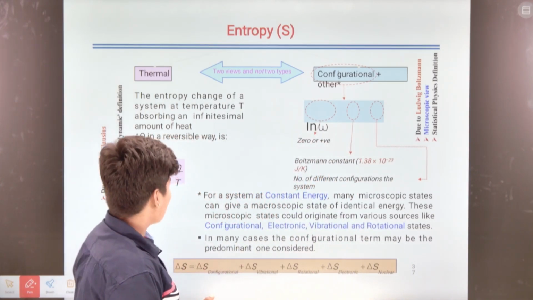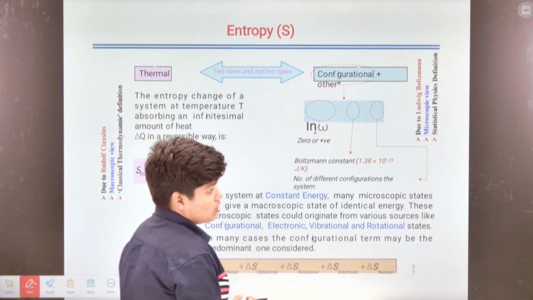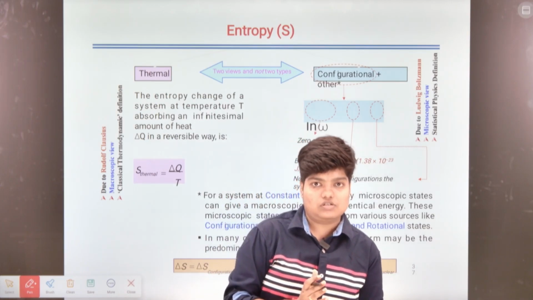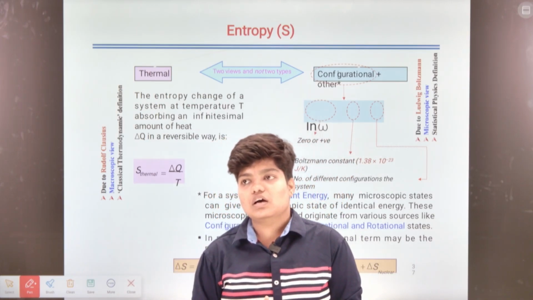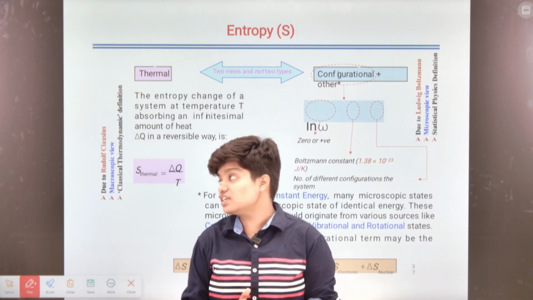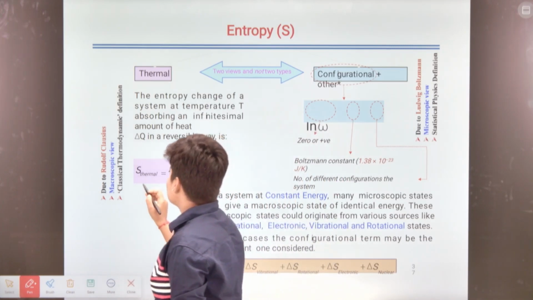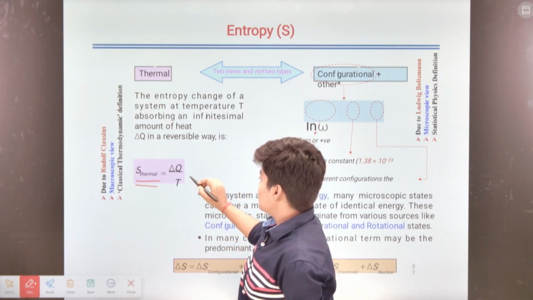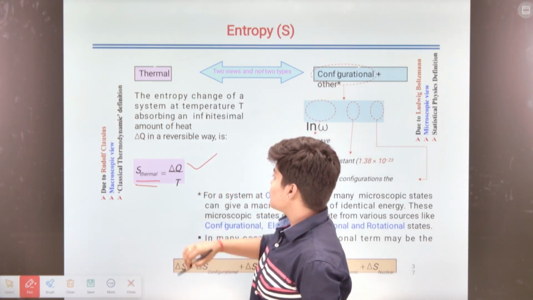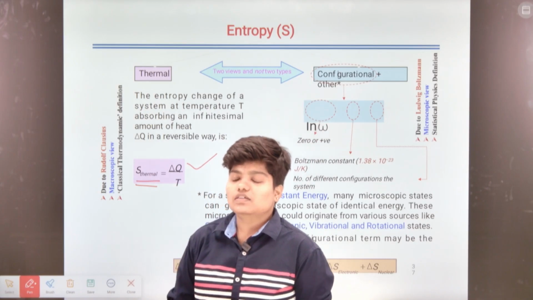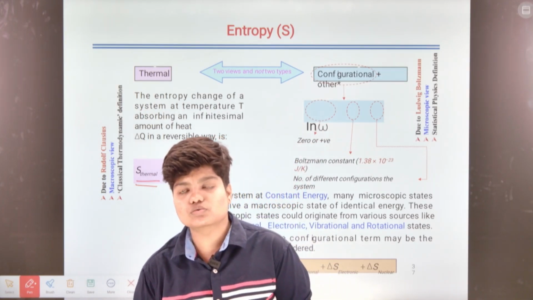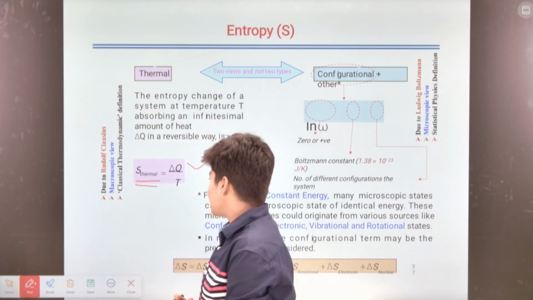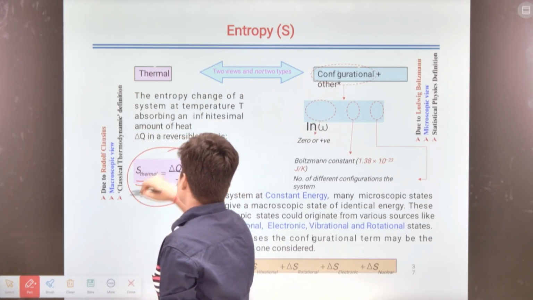First, what is thermal entropy? The entropy change due to a change in temperature, by thermal treatment, is called S thermal. The equation will be del Q by T, with del Q in a reversible way. S thermal means the entropy due to the thermal change of any system by changing some heat. We can calculate it by this formula.